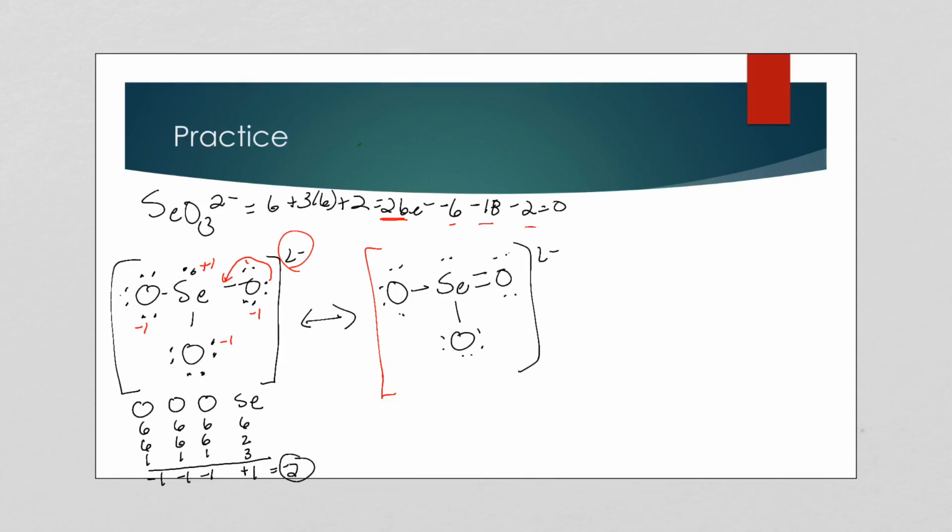So now we have the structure, but now we have the double bond here. Everything still has an octet, so that's all perfectly fine. But let's look at our formal charges. So we have oxygen, oxygen, oxygen, selenium. We'll make the first two oxygens the ones that are the same. These are still going to be 6, 6, 1, and 1. Right, so these are still going to be -1.